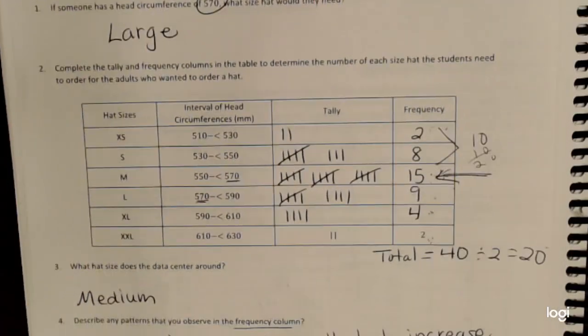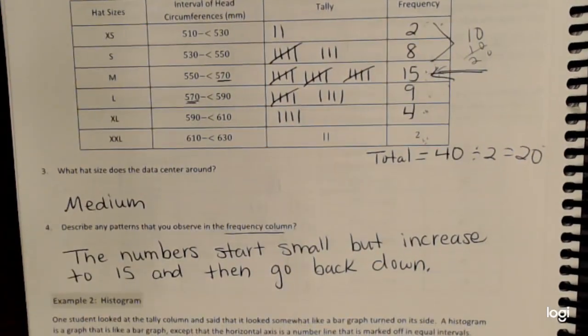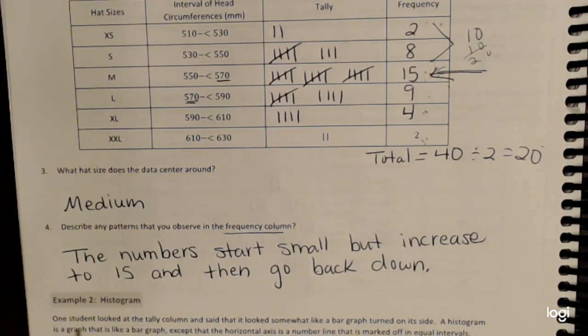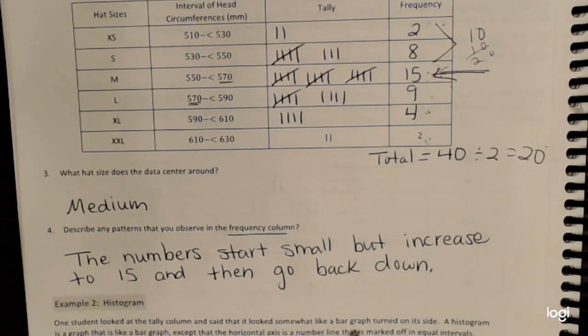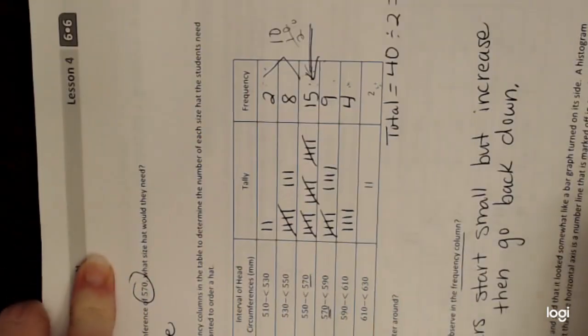All right, so let's go back here and look at our graph. On the bottom, we're trying to learn a little bit about what a histogram is. It says here that one student looked at the tally column and said that it looks somewhat like a bar graph turned on its side. So for example, if I take my book and turn it this way, I kind of look like I've got a bar graph here, going up that direction.